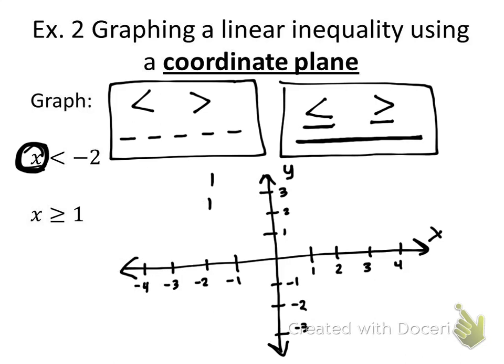Now let's do the same thing with the next one. We've got x is greater than or equal to -1. So what axis am I looking at? The x-axis only, because that's the only variable they gave me. I find 1 on the x-axis, which is right here.